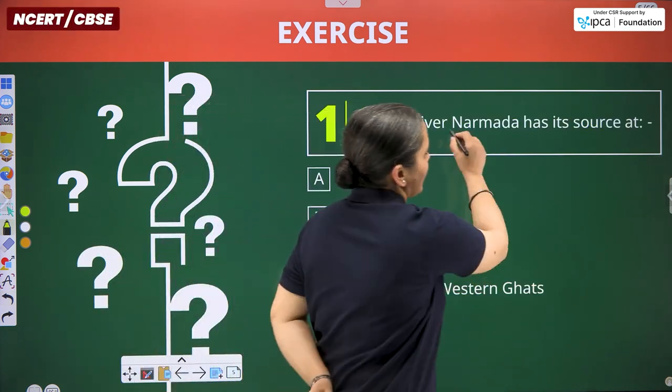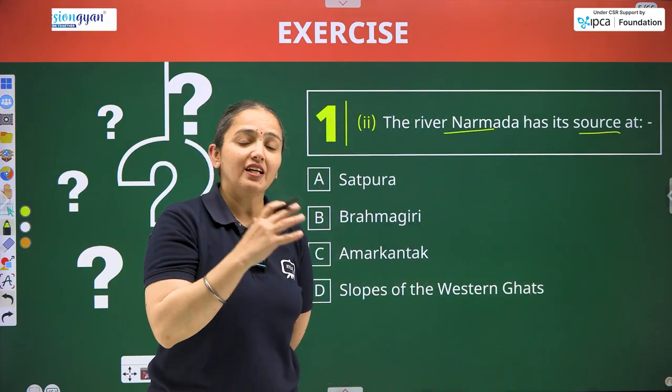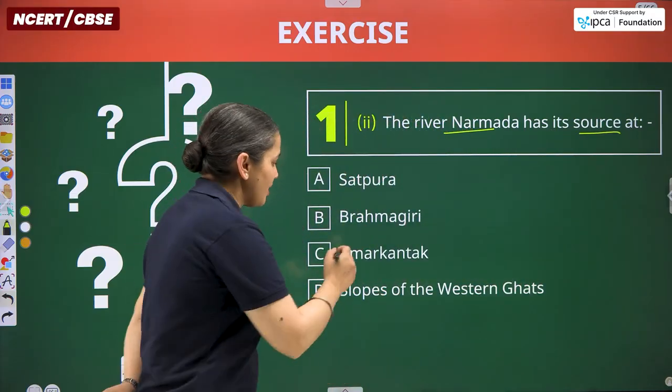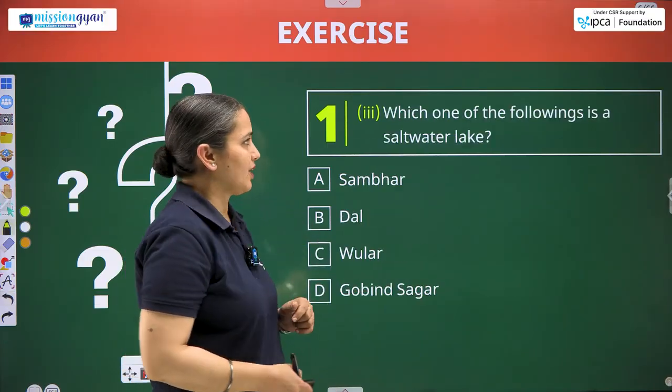Question number 2. The river Narmada has its source at... from where exactly is the Narmada river originating? From the Amarkantak hills, Madhya Pradesh.